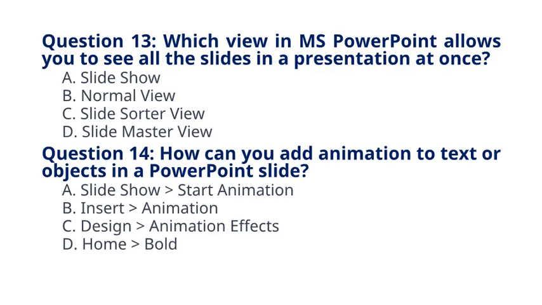Question 14. How can you add animation to text or objects in a PowerPoint slide? A. Slideshow start animation. B. Insert animation. C. Design animation effects. D. Home bold. The correct answer to question 14 is option B. Insert animation. Explanation: animation can be added using the Insert Animation menu.